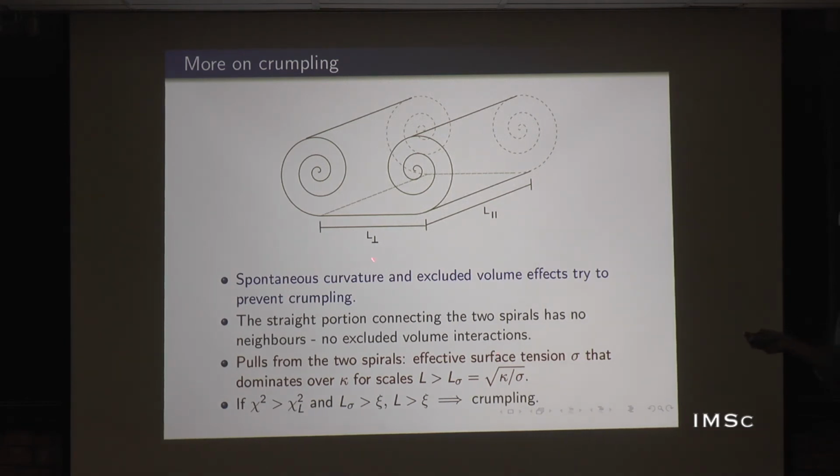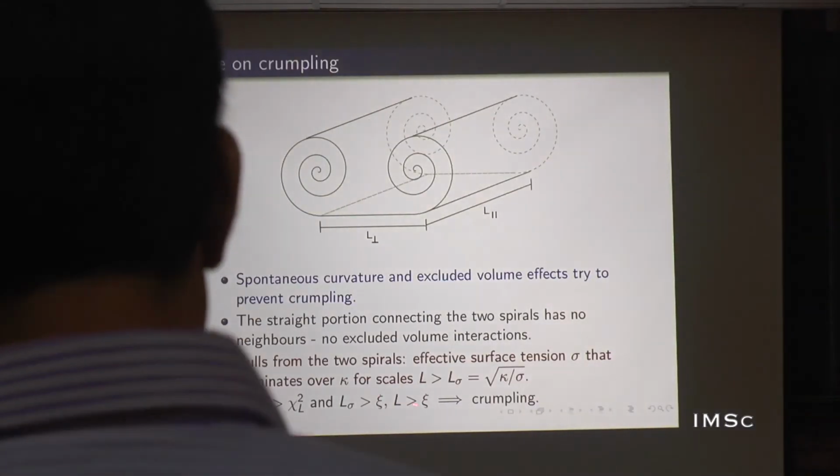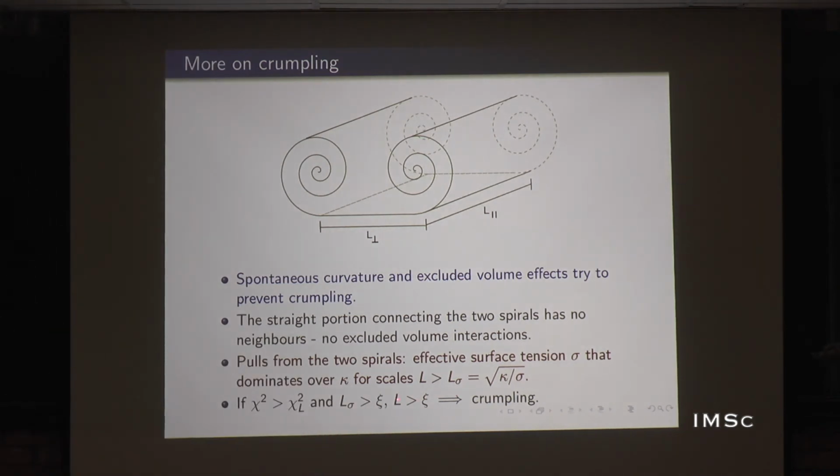So now there will be a competition between the surface tension and the tendency to crumpling. You can figure out a length by balancing the surface tension and the bend modulus, and that is a critical length. That critical length is essentially the limiting size. If the persistence length is smaller than L sigma, then crumpling will happen, because beyond L sigma it's surface tension controlled, there will be no crumpling. Below L sigma crumpling can happen.